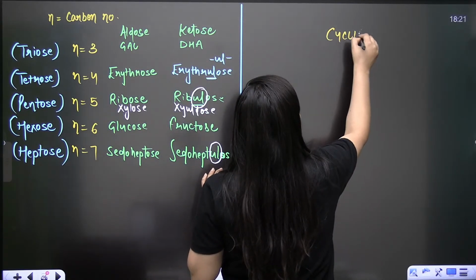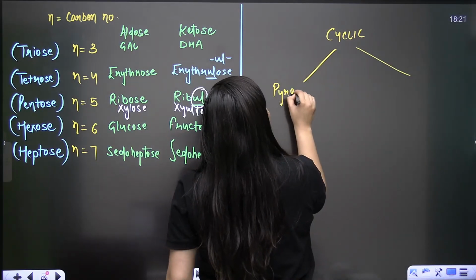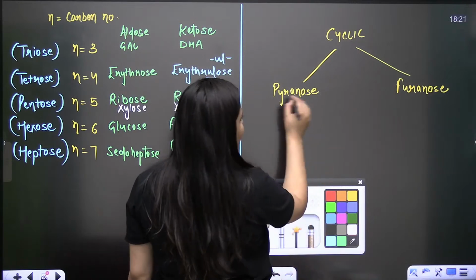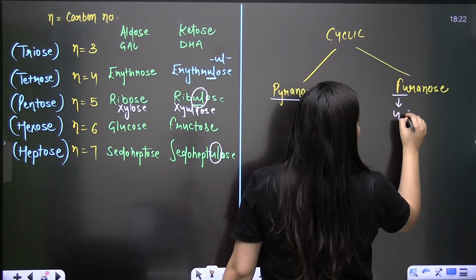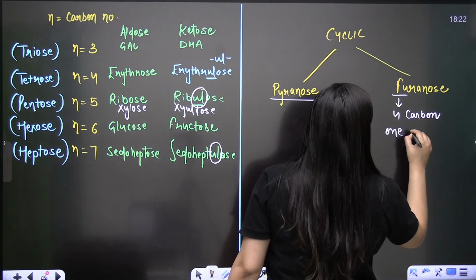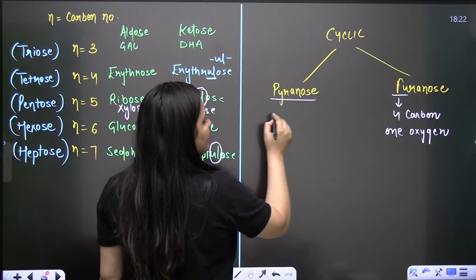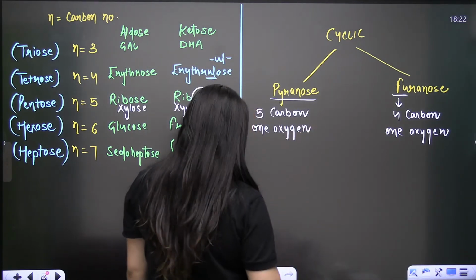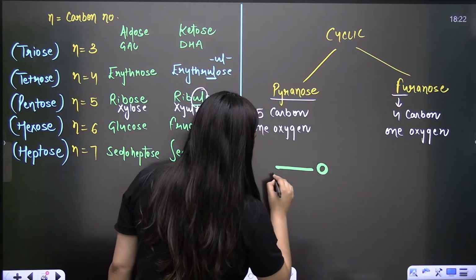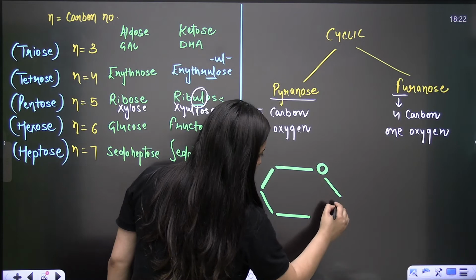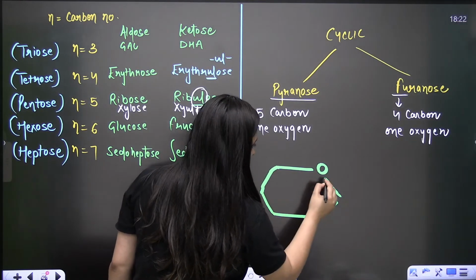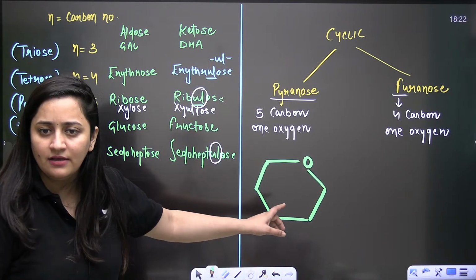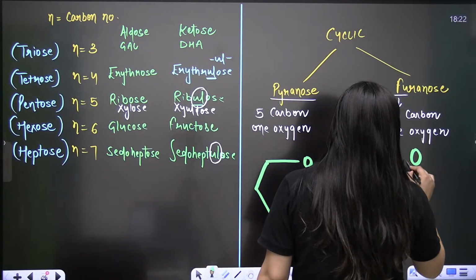You will see 2 cyclic forms. One is your pyranose and another is your furanose. Furanose: remember this, 4 carbon and 1 oxygen. If furanose has 4 carbon, then pyranose is going to have 5 carbon, 1 oxygen, in the ring. I hope you all have seen this ring. And in furanose, it will be like this.